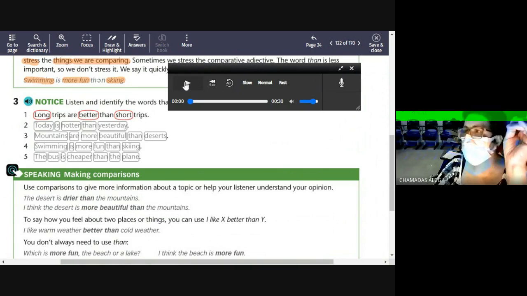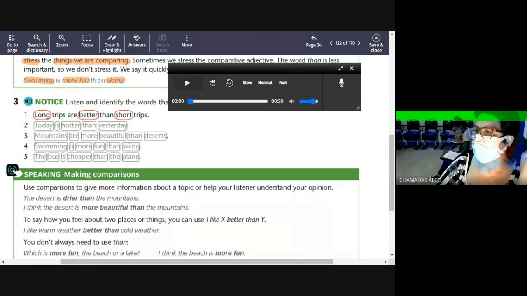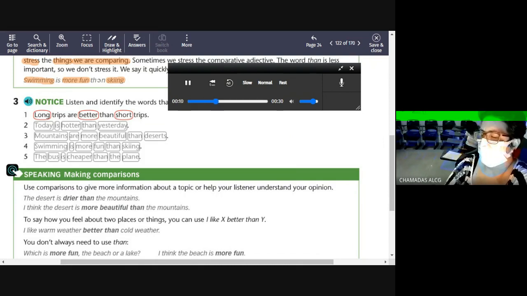Listen one more time, okay? 1. Long trips are better than short trips. 2. Today is hotter than yesterday. 3. Mountains are more beautiful than deserts. 4. Swimming is more fun than skiing. 5. The bus is cheaper than the plane.